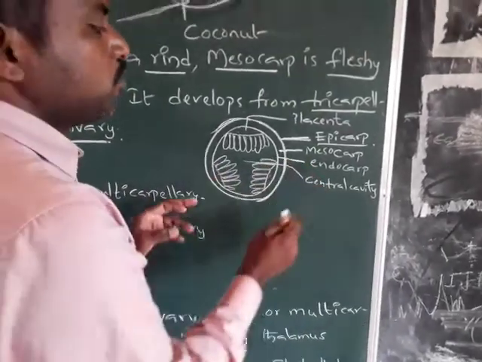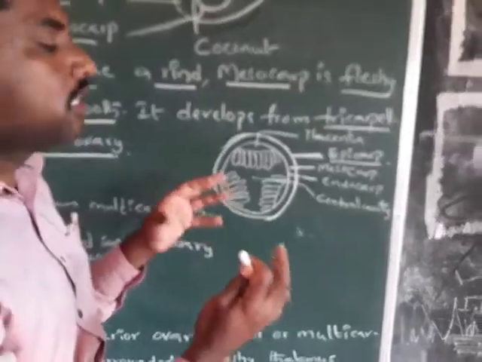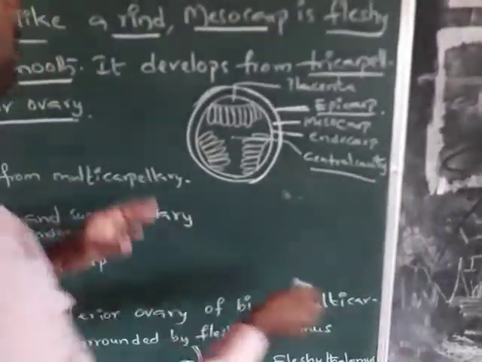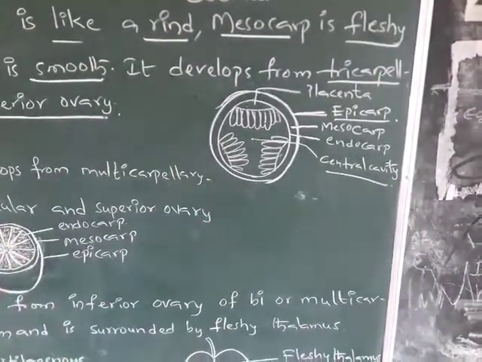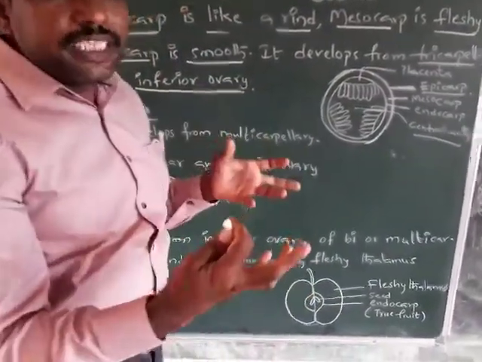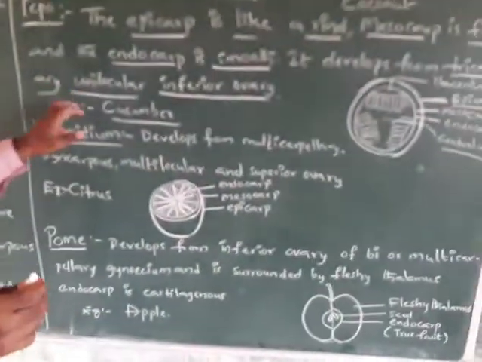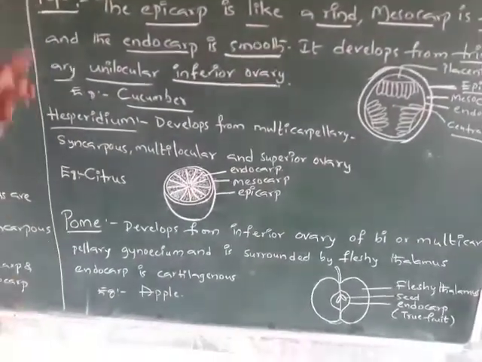And it forms a central cavity. It is a small hollow structure that is called a central cavity. For example, cucumber. Cucumbers are members of the Cucurbitaceae family. Cucurbitaceae family members are examples of pepo fruit.